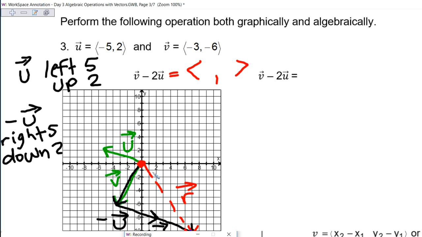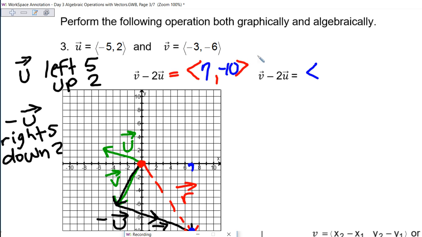If I follow it up to the x-axis, it's 7. And the y value is negative 10. So 7, negative 10 is our component form. Now that's geometrically. Now to do it algebraically, it's a lot easier, it's a lot faster. So algebraically, we go left to right. So notice it starts with vector v. So we're going to use the component forms.